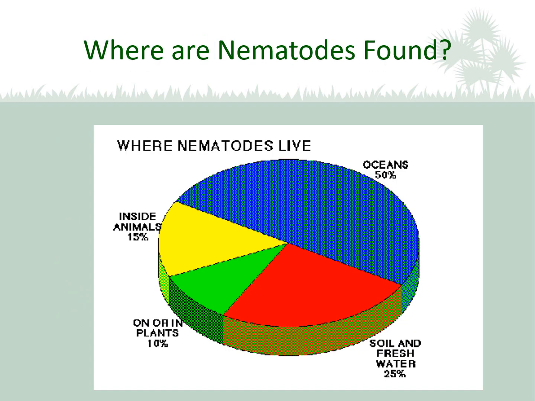Where are they found? This graph represents the percent of nematode species, not individuals, but species, that live in different environments. In actuality, the majority of nematodes live on the ocean floor. You can see that on or in plants, about 10% of the species live on or in plants, 15% inside of animals.